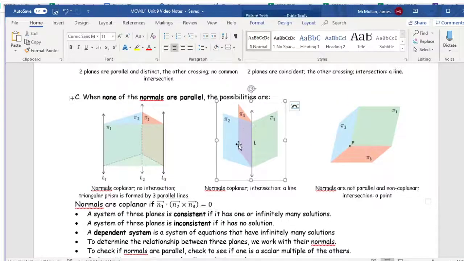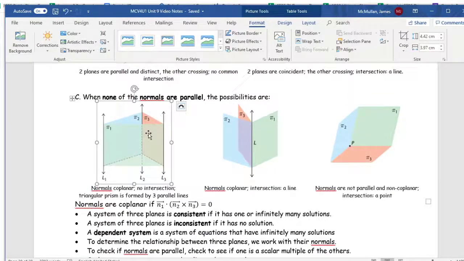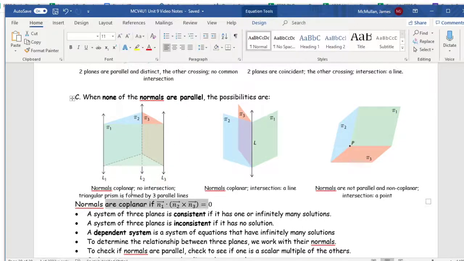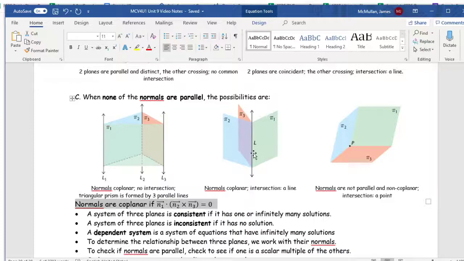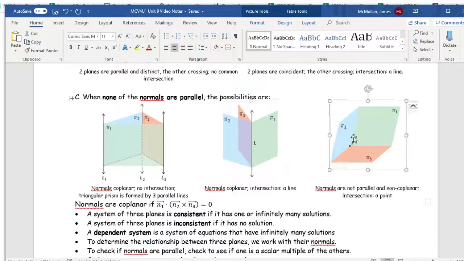So in this situation and in this situation, you could tell that they would not intersect in a point, for example, if you knew that the normals were coplanar. So if all three normals are not parallel, but nevertheless they are coplanar, you have to have one of these two. If they're all not parallel and they're not coplanar, you have to have this one.